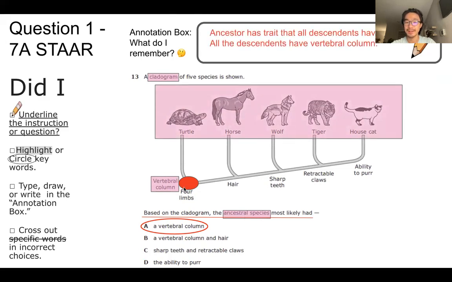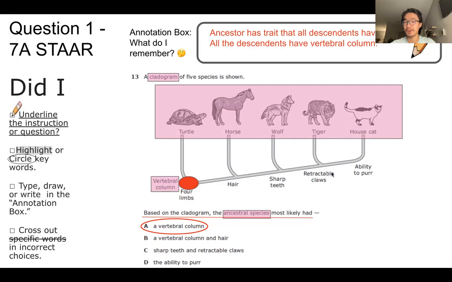So the ancestor is right here, right? That's where the branches all meet, down here. Now, we know that ancestor has the traits that all descendants have. So this ancestor has a trait that all of them have. So let's see what trait the ancestor has. It has 4 limbs, right? So this common ancestor does not have hair yet. It doesn't have sharp teeth yet. It doesn't have retractable claws.